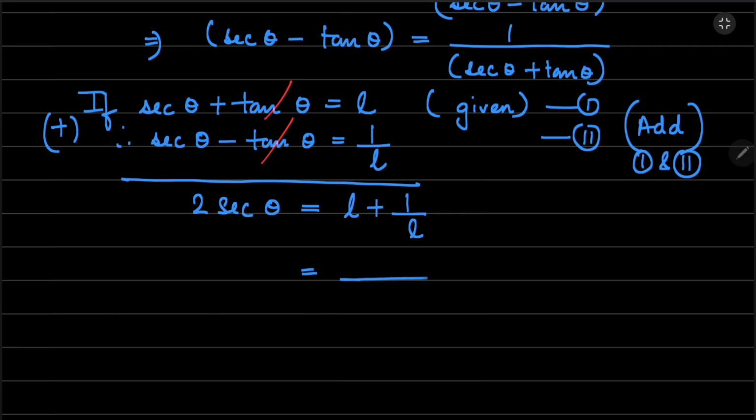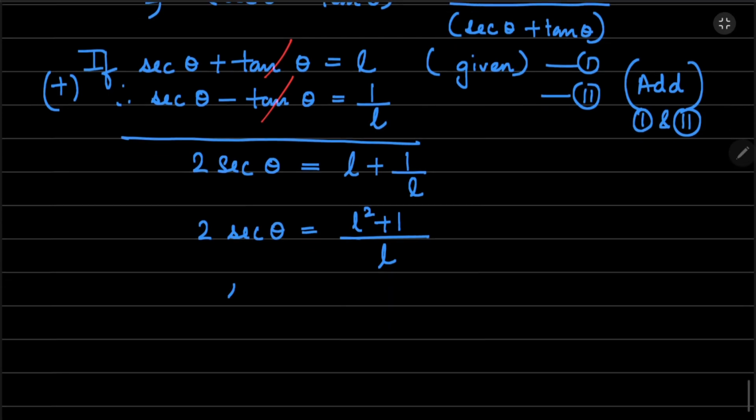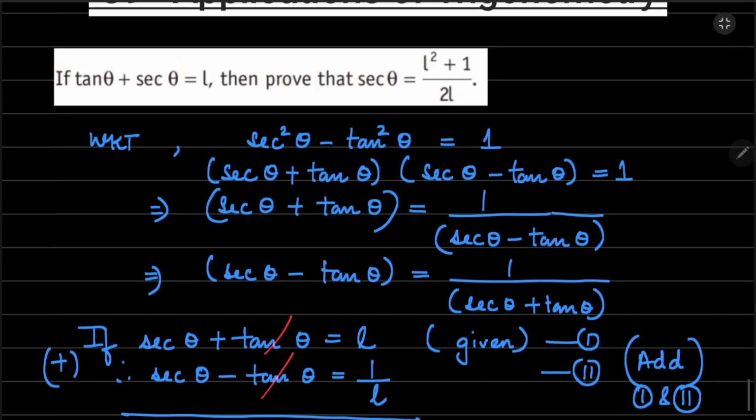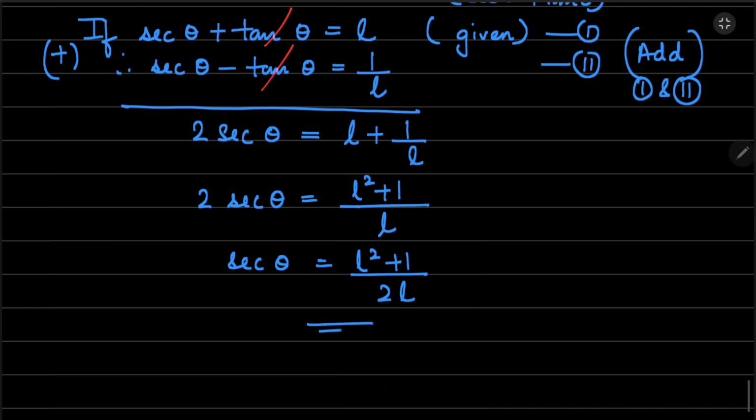So you can take the LCM. You have LCM is L. So you have L square plus 1. And in the LHS it is 2 secant theta. So what is secant theta equal to? L square plus 1 by 2L. So this is what we have to prove. Secant theta is L square plus 1 by 2L, hence proved.